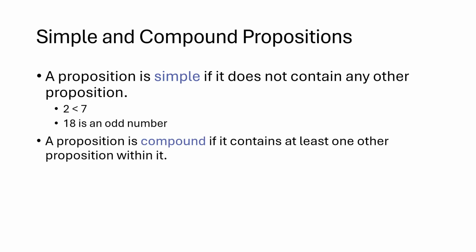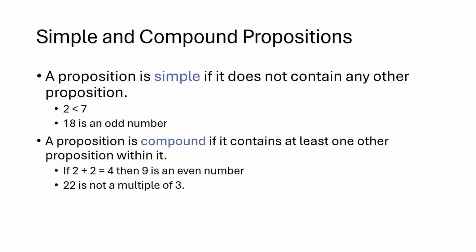On the other hand, if a proposition contains at least one, so one or more, propositions, then it's called a compound proposition. Here's an example. If 2 plus 2 equals 4, then 9 is an even number. This is a compound proposition because it contains two simpler propositions. The first one is 2 plus 2 equals 4. That's a proposition. The second one, 9 is an even number, is also a proposition. So because of that, the whole sentence is a compound proposition.